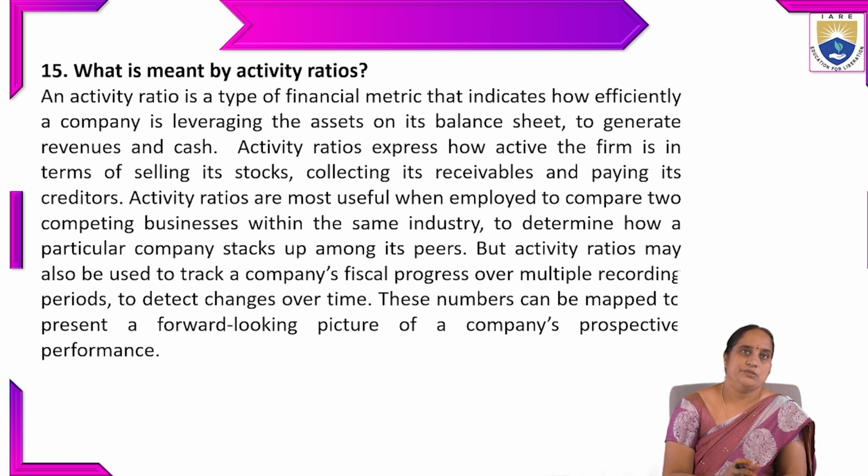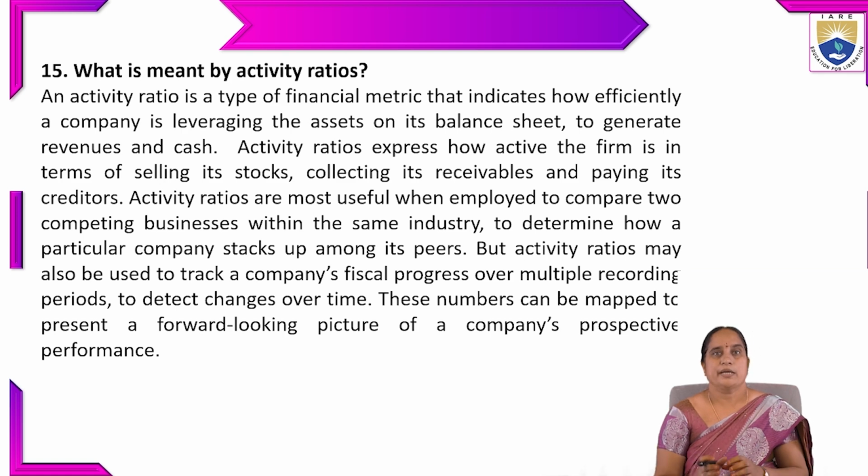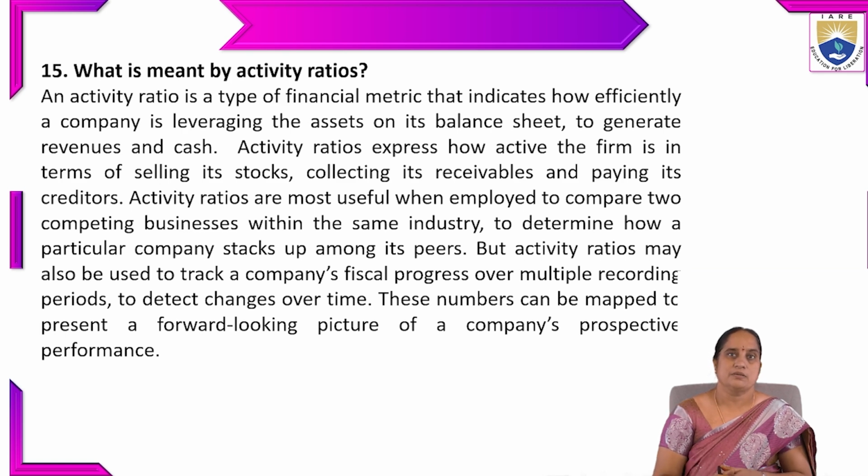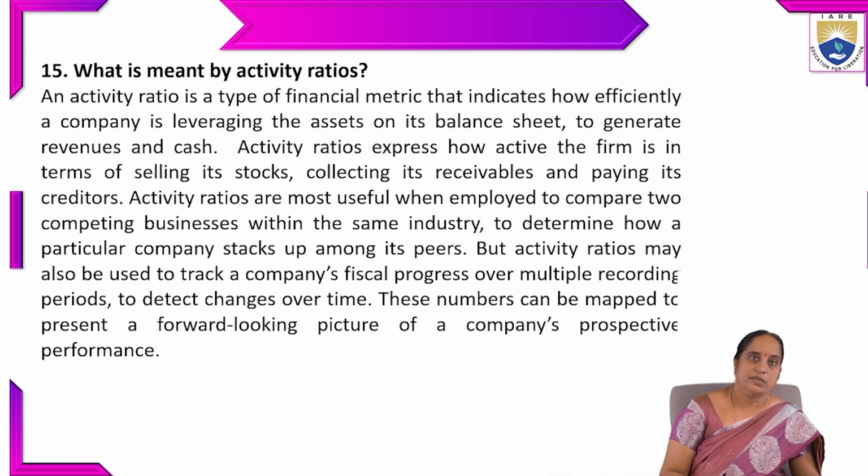Then what is meant by activity ratios? An activity ratio is a type of financial metric that indicates how efficiently a company is leveraging the assets on its balance sheet to generate revenues and cash. So, activity ratios express how active the firm is in terms of selling its stocks, collecting its receivables, and paying its creditors. So, activity ratios are most useful when employed to compare two competing businesses within the same industry to determine how a particular company stacks up among its peers.